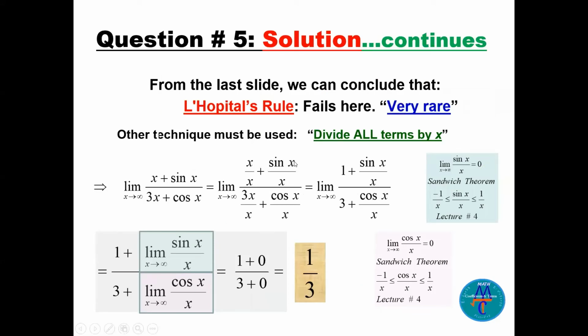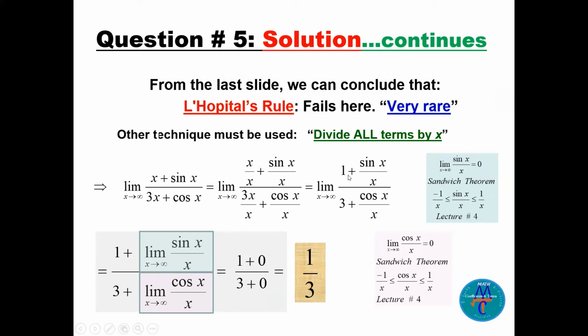So from the last slide, we see that L'Hopital's rule fails here, and this is very rare. So we have to use another way, another method, another technique. Let's divide all terms by x. So x over x, sine of x over x, 3x over x, cosine of x over x. And let's take the limit as x goes to infinity.